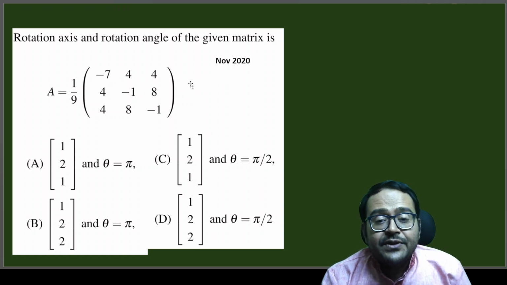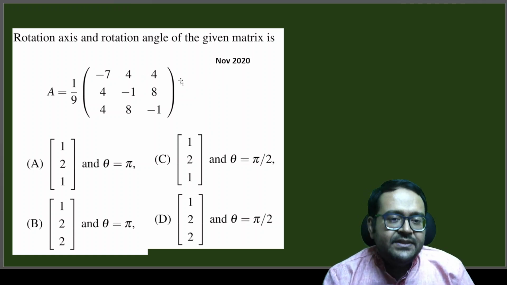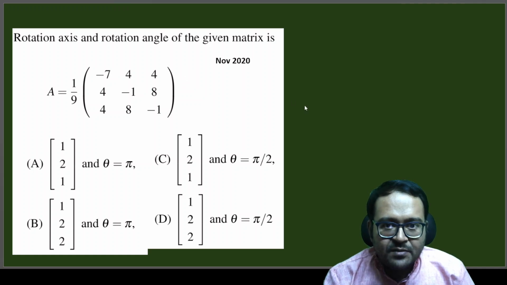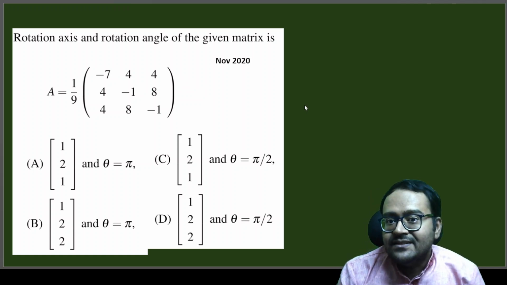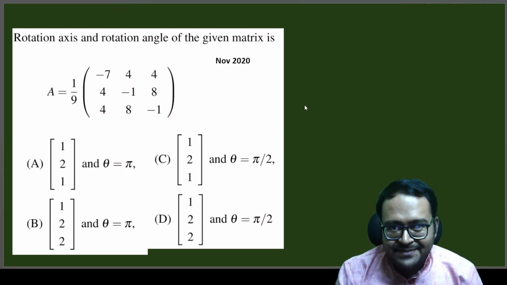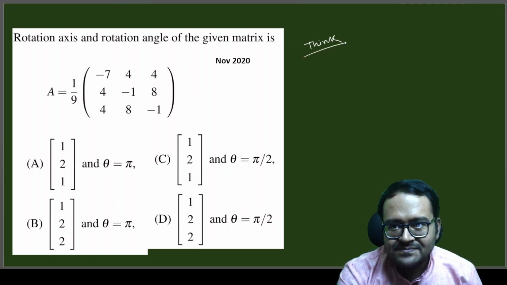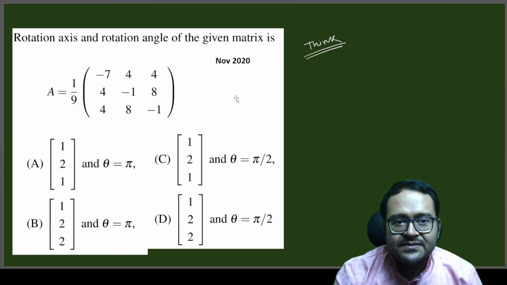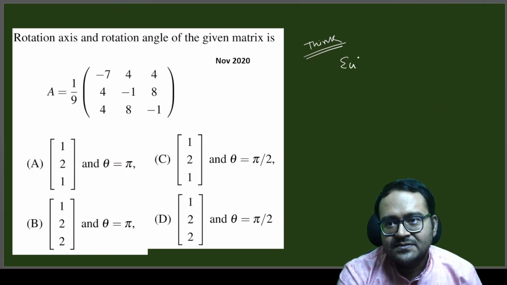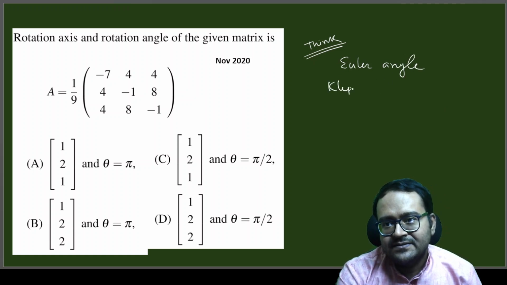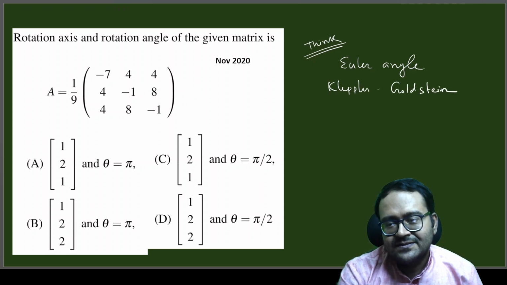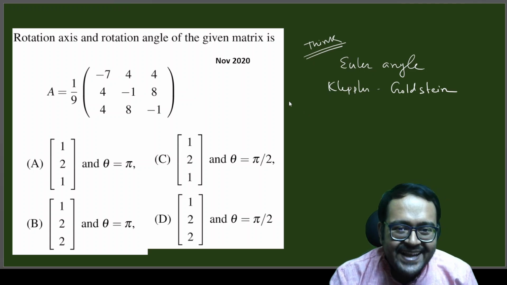Rotation axis and rotation angle. This problem can be thought of as a mathematical physics problem, also as a classical mechanics problem. How to find rotation axis and rotation angle? Generalize, Euler angle type of thing, right? Think about it. This is a general matrix. Kleppner, Goldstein, rotation axis and rotation angle.